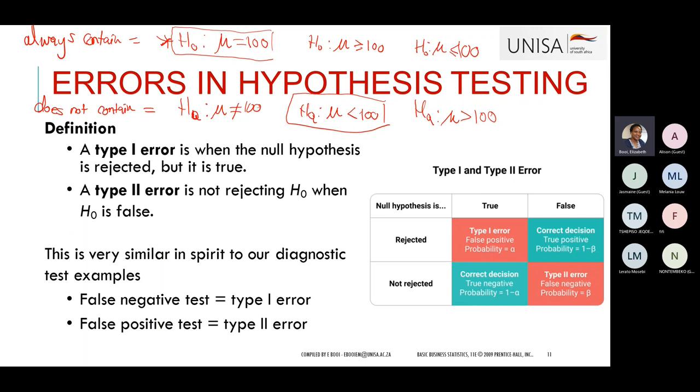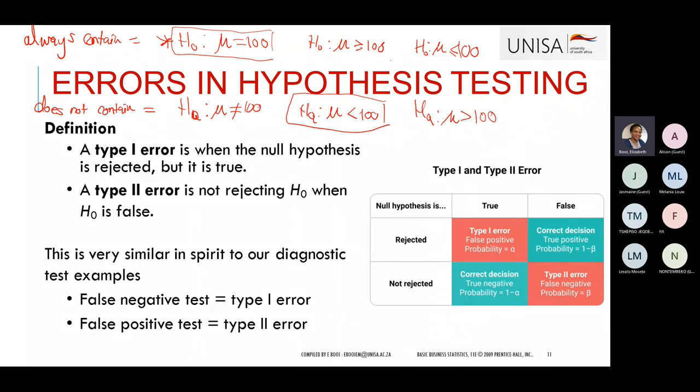So let's assume that we fail to reject the null hypothesis. If we fail to reject the null hypothesis, we say this null hypothesis is true. And because this is not what the researcher wanted to prove, we are committing what we call a type two error. If we fail to reject this null hypothesis, we are accepting it, and therefore we are committing a type two error.